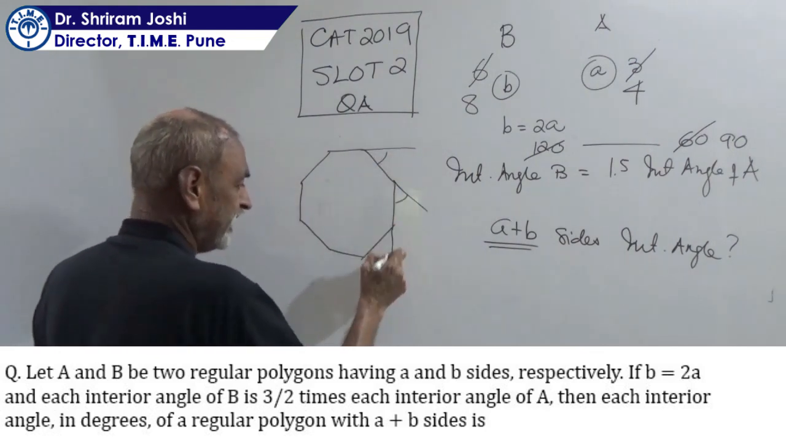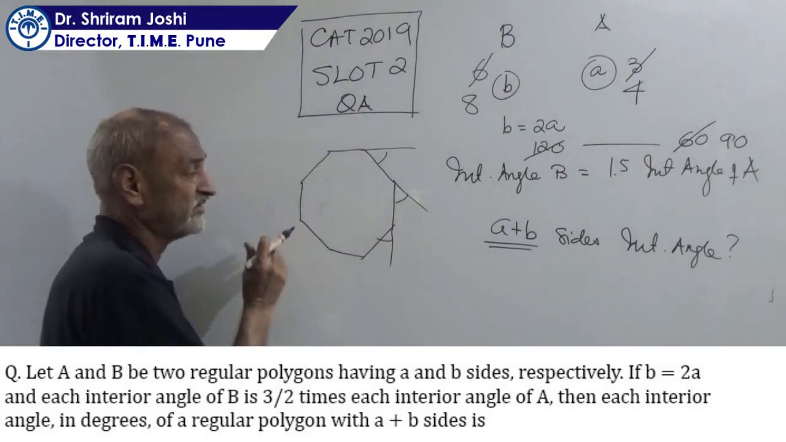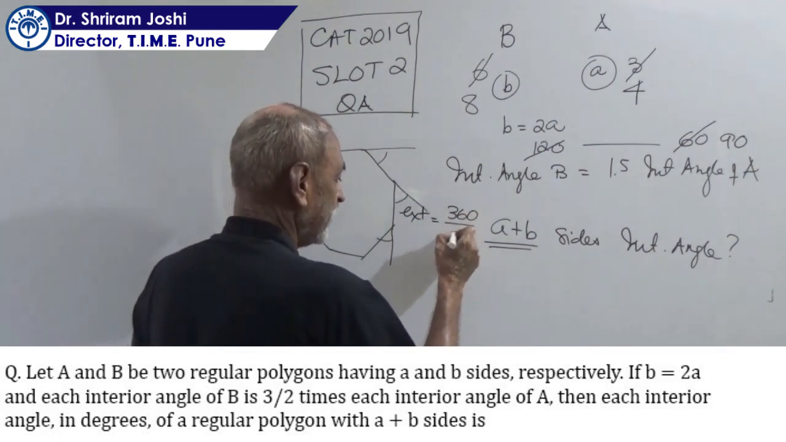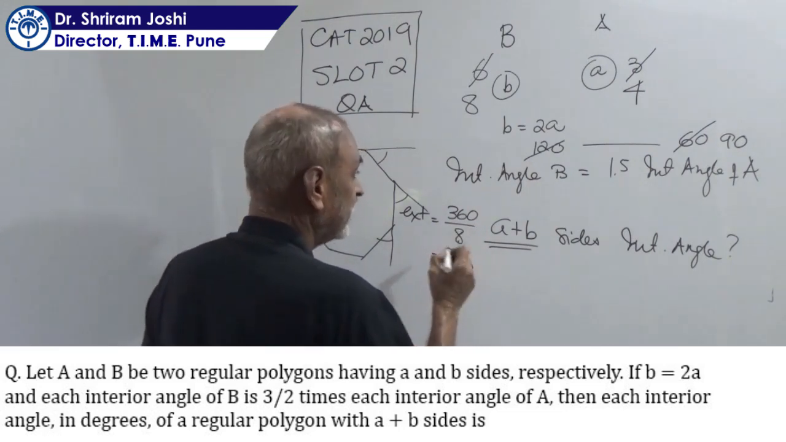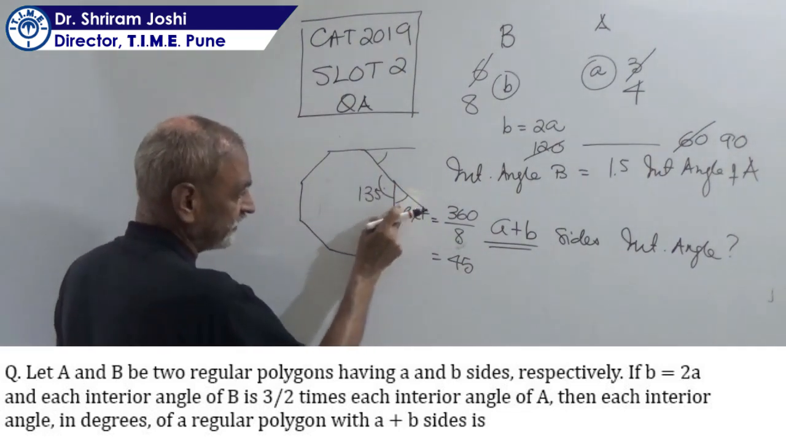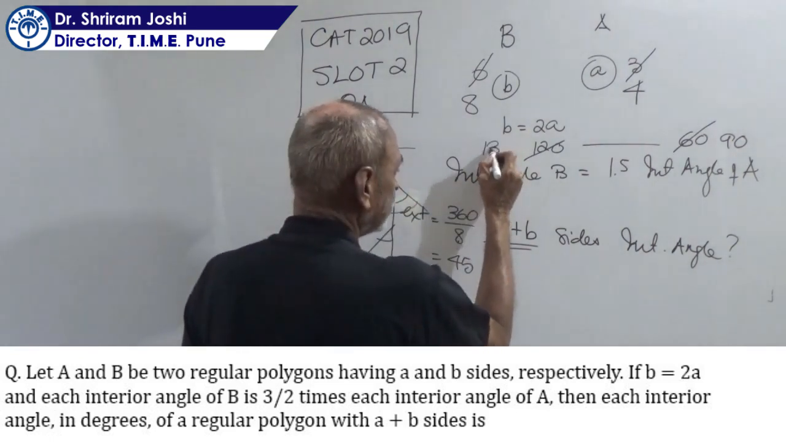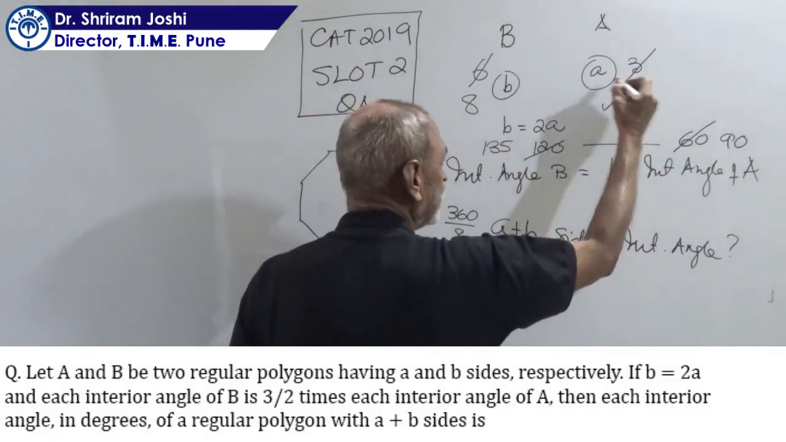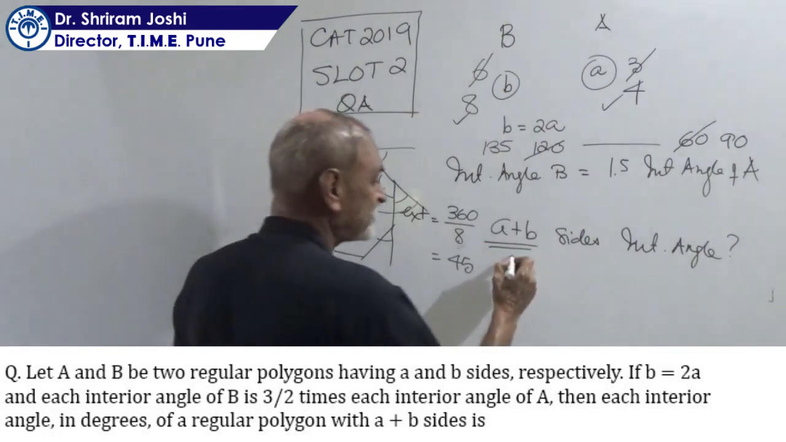Each of these angles, there are 8 such exterior angles which are equal to each other and they all add up to 360. So the exterior angle is 360 by 8, which is 45. And so the interior becomes 135. If this is 45, this whole thing is 180, therefore this is 135. Oh, 90 times 1.5 is 135. So A is 4, B is 8. So A plus B becomes 12.